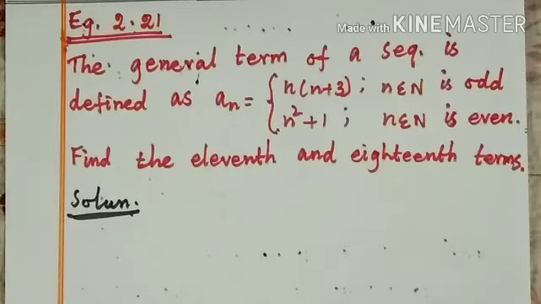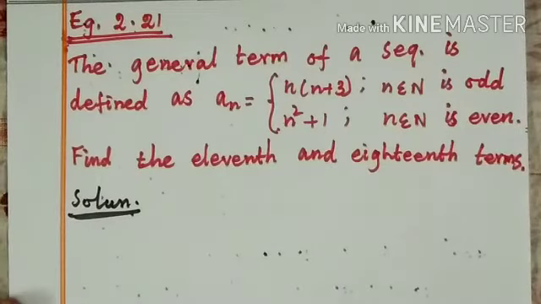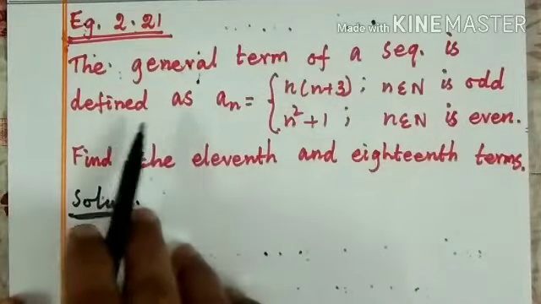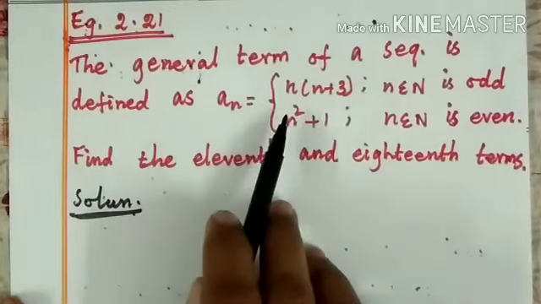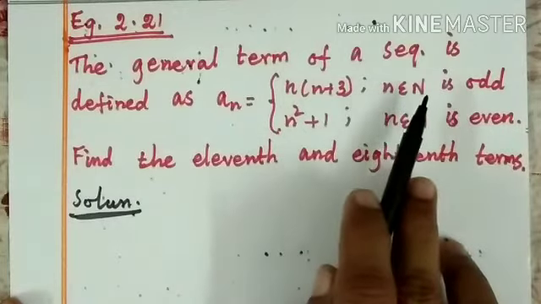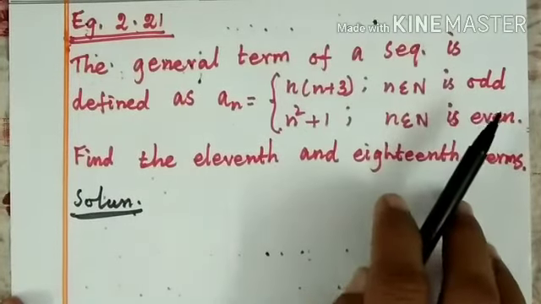Now, let us move on to the next example 2.21. See the question. The general term of a sequence is defined as a_n is equal to n into n plus 3, n belongs to natural numbers, n is odd.